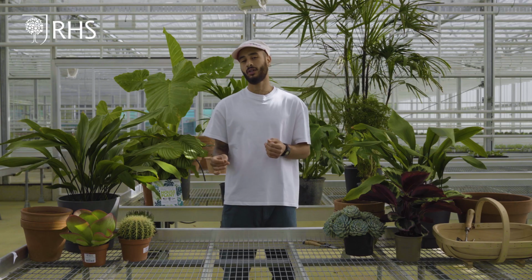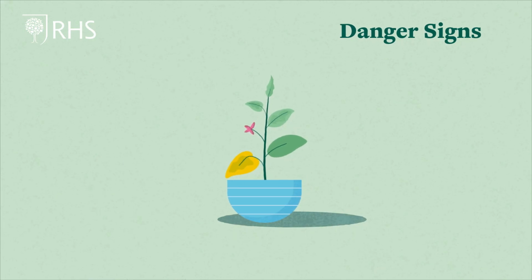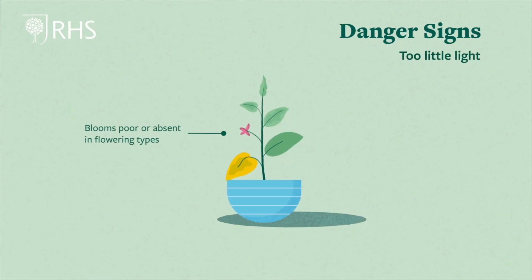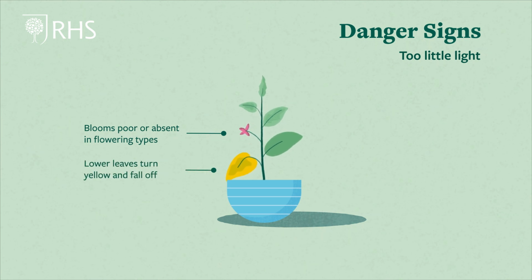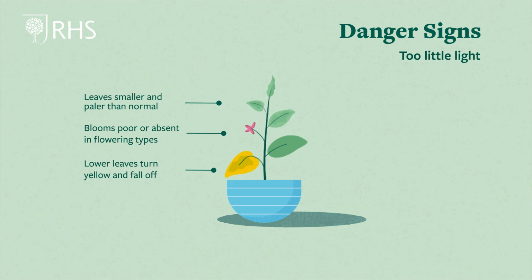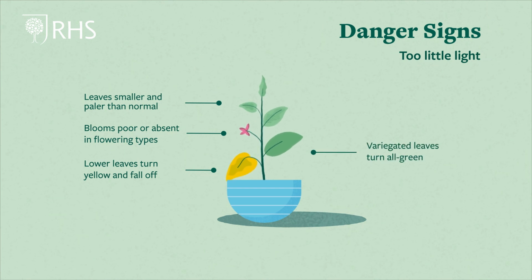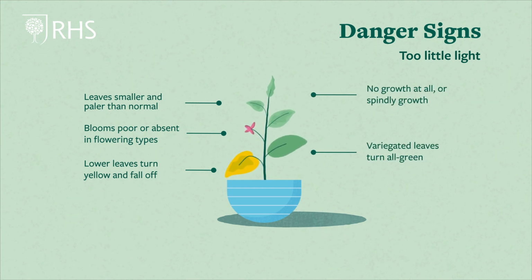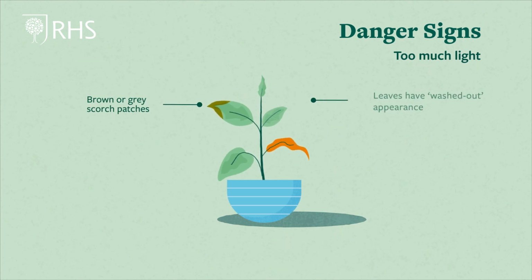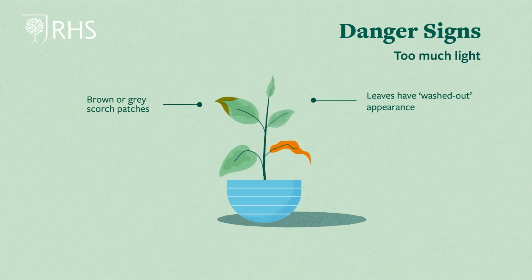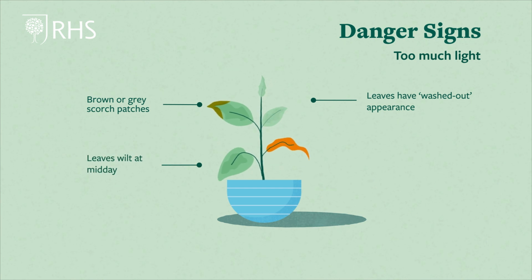Getting the light right for your plants is crucial to their health. For instance, if your plants receive too little light, it can result in lower leaves yellowing and falling off, leaves growing smaller and paler than normal, or even no growth at all. And on the other hand, if your plants receive too much light, it can result in your leaves being scorched, having a washed out appearance, and your plant wilting.